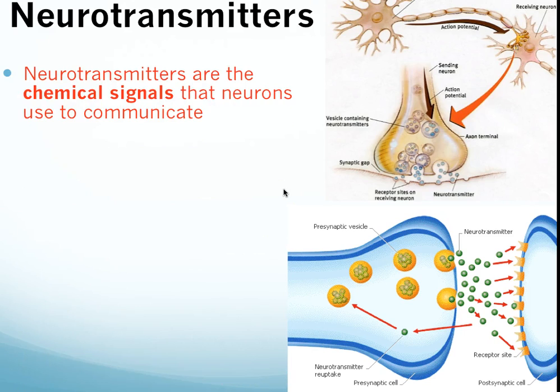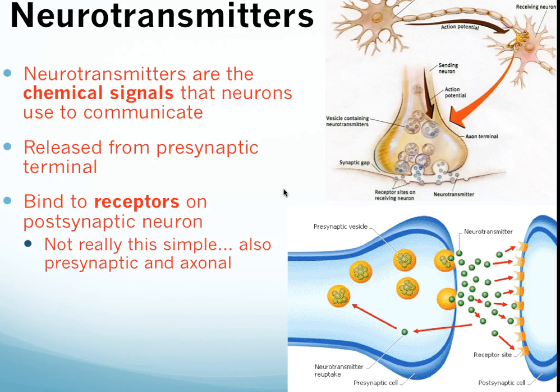So neurotransmitters, we're talking about the actual chemicals, the molecules that are released from neurons and bind to receptors on other neurons. So this is the way that cells use chemicals to communicate. So again, we're talking about release from the presynaptic terminal. These are going to be those terminal endings, okay?